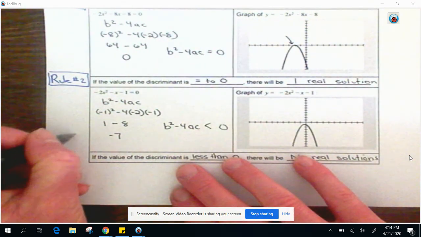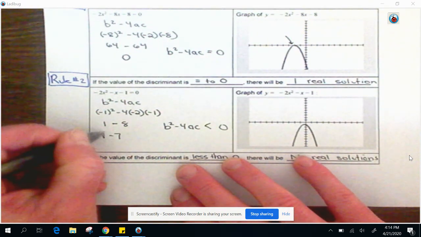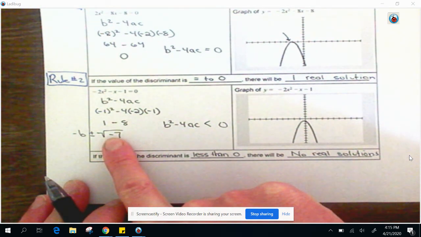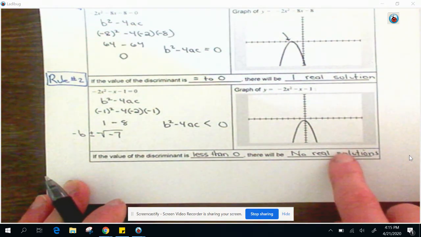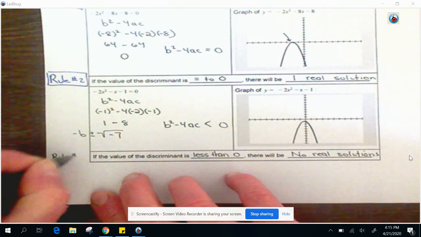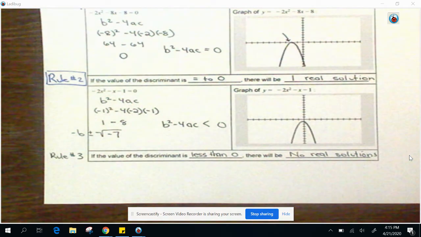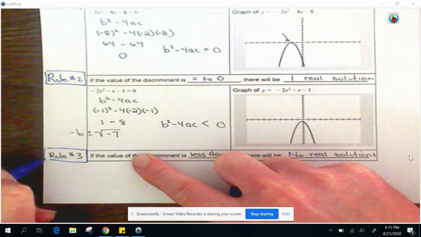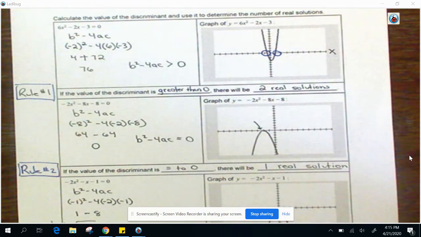Because remember, we've got -b plus or minus the square root now. This is that piece underneath, right? So we don't take the square root of a negative value. That means no real solutions in Algebra 1. All right, this is rule number 3. If you're into highlighting, I highly recommend highlighting these. All right, so just a brief recap, and then I'll share with you the assignment.